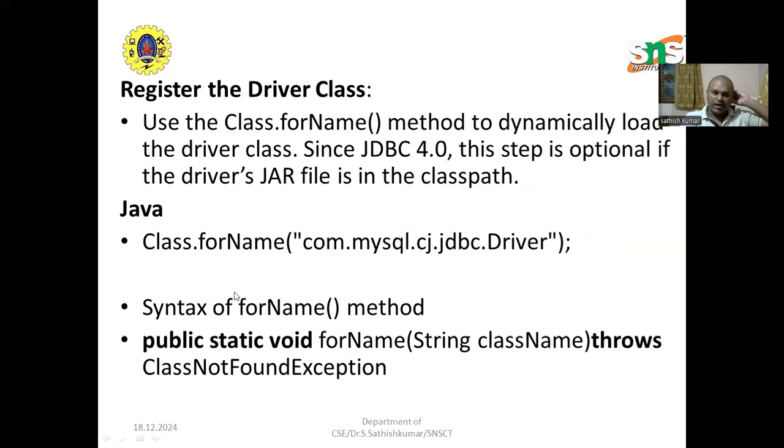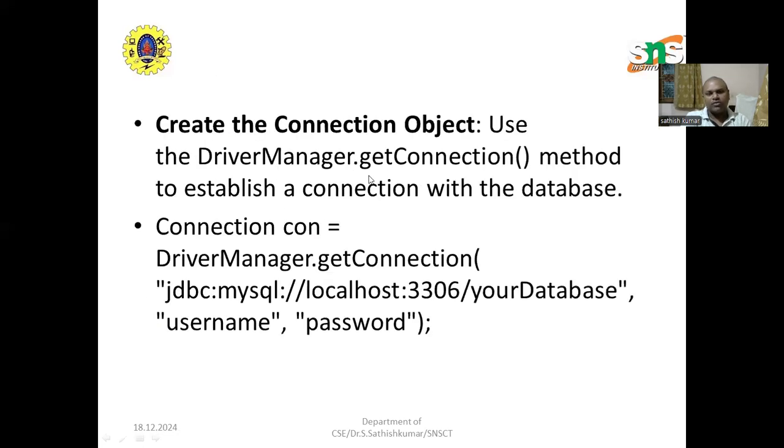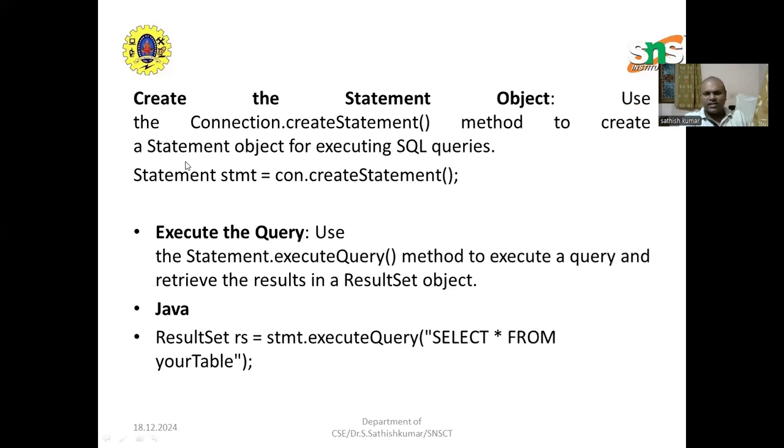For example, Class.forName of com.mysql.cj.jdbc.Driver. The syntax is public static Class forName(String className) throws ClassNotFoundException. Next, create the connection object. Use the DriverManager.getConnection method to establish a connection with the database. Connection con = DriverManager.getConnection of jdbc:mysql://localhost:3306/yourdatabase, username, password.